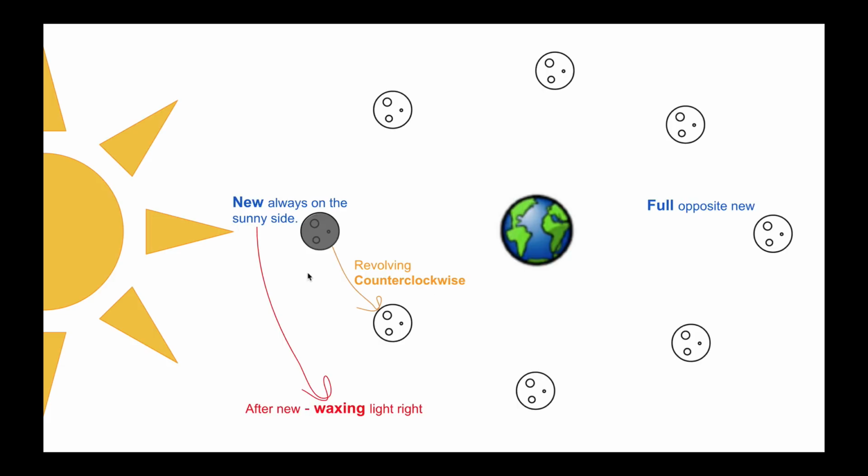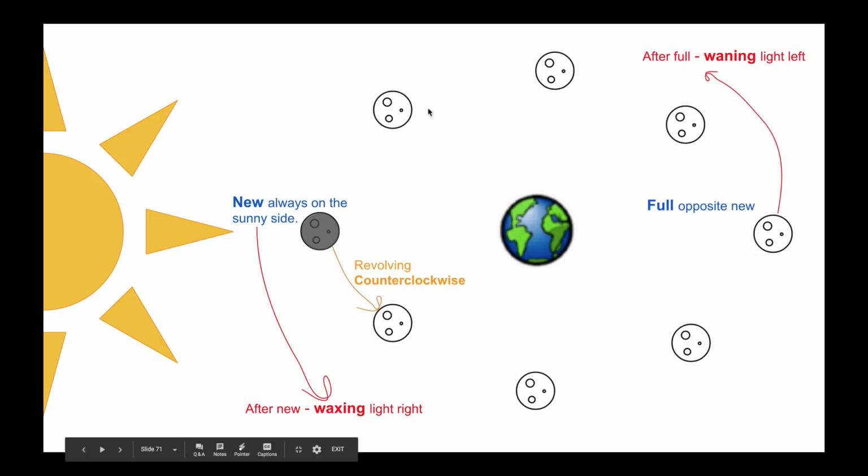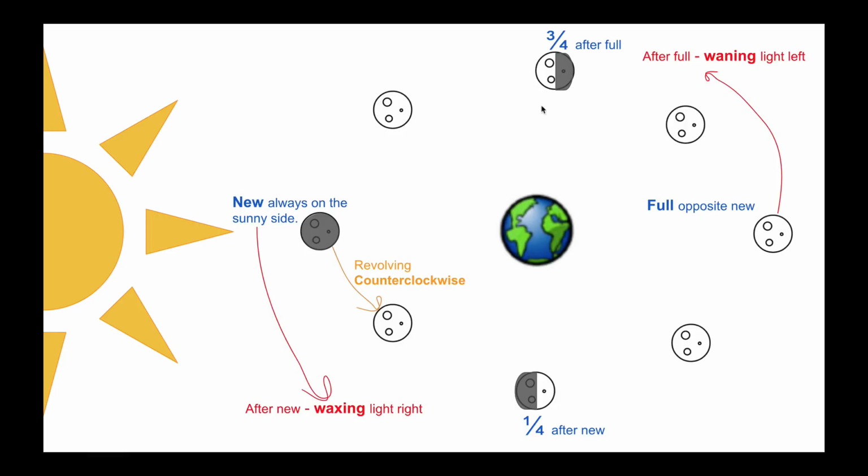Afternoon is going to be all your waxing phases. All right. After full is going to be all your waning phases. First quarter moon, third quarter moon, these two are really easy because they're the ones that look like half moons. We actually call them quarter moons. So after the new is the first quarter, after the full is the third quarter.